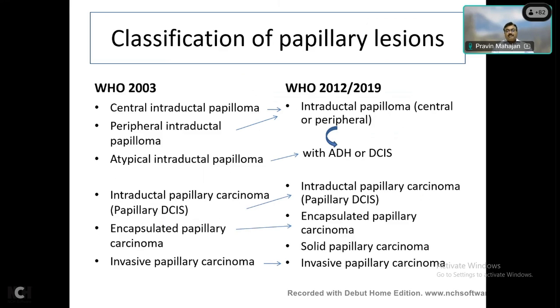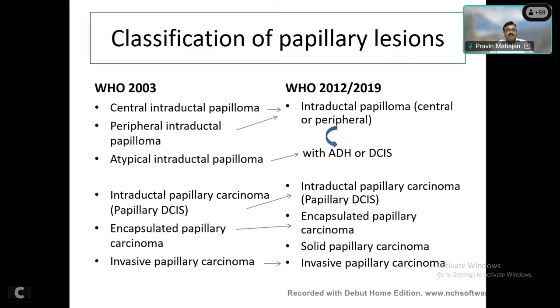So coming to the classification of papillary lesions, the latest WHO classification is actually 2019, and the lesions enumerated in WHO 2012 are the same in 2019, but from the old classification of 2003 there are some changes which were made in 2012. We used to say the intraductal papilloma is of two types, central and peripheral. Now you don't have to say whether it is a central or peripheral intraductal papilloma. You just say it is an intraductal papilloma.